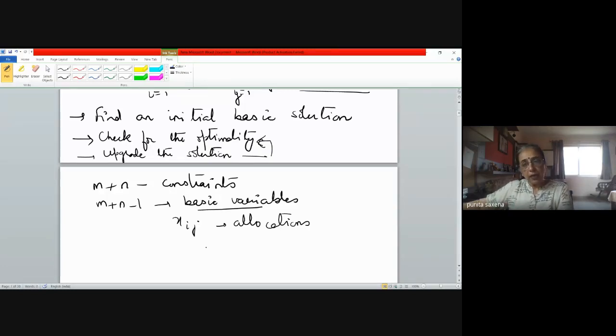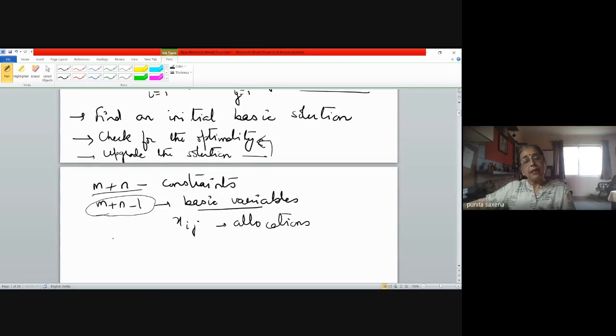If we are not making any allocation, that means the allocation is zero. That amounts to saying that that particular source is not supplying anything to that particular destination. So the value of the variable is zero in that case, and it becomes a non-basic variable. Now, if we have m plus n constraints, and exactly m plus n minus 1 basic cells or basic variables, then such a solution is said to be a non-degenerate solution. That means it will give you a unique solution.